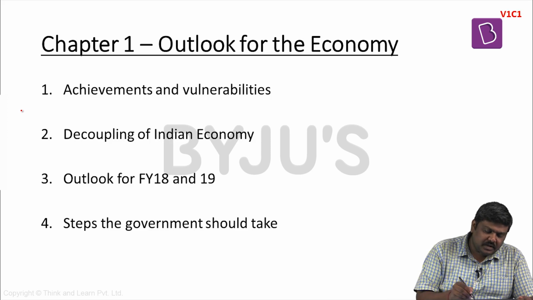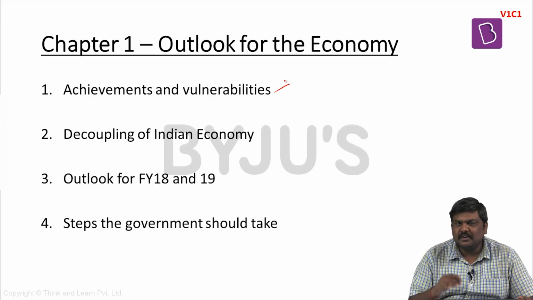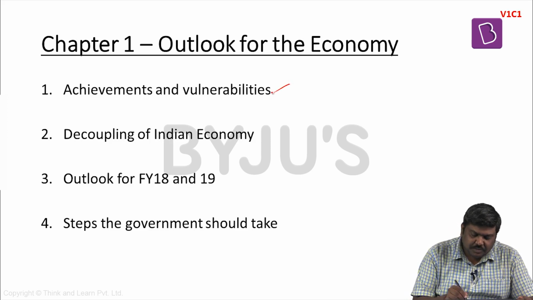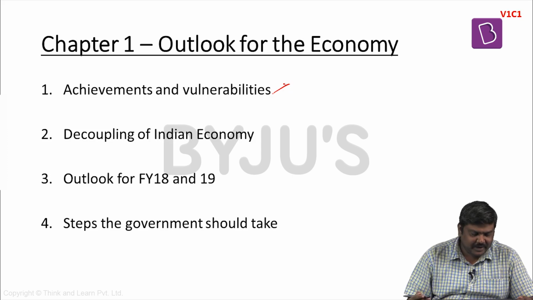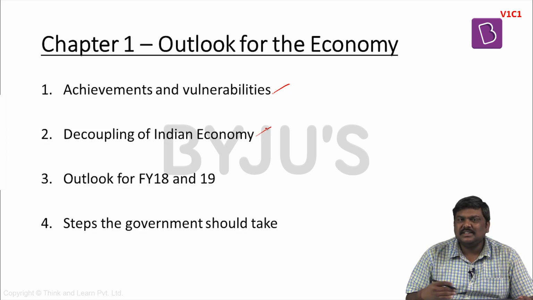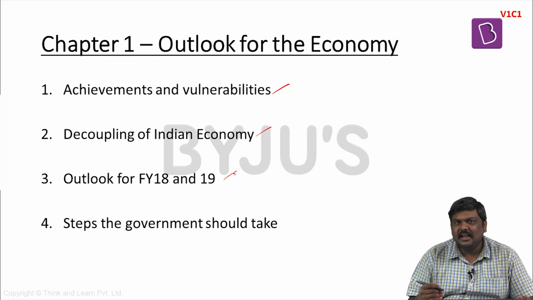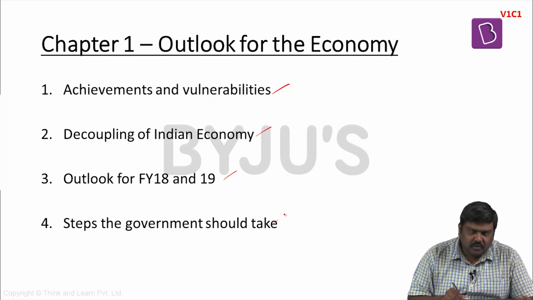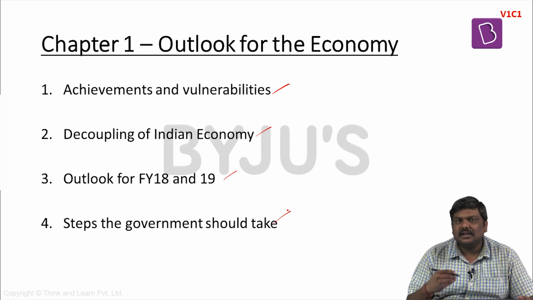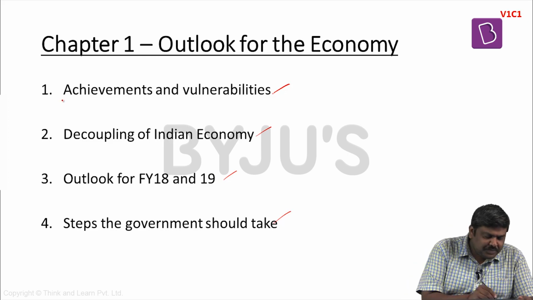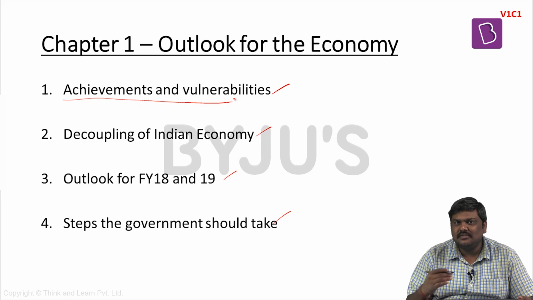So the 4 points that are important from the UPSC perspective from the first chapter are the achievements as well as the vulnerabilities of the Indian economy, the decoupling or the separation of Indian economic growth from the rest of the world economic growth, the outlook for the financial year 18 as well as 19, and fourth, the steps which need to be taken by the Government of India. So let me start with the first point, that is achievements as well as the vulnerabilities of the Indian economy.